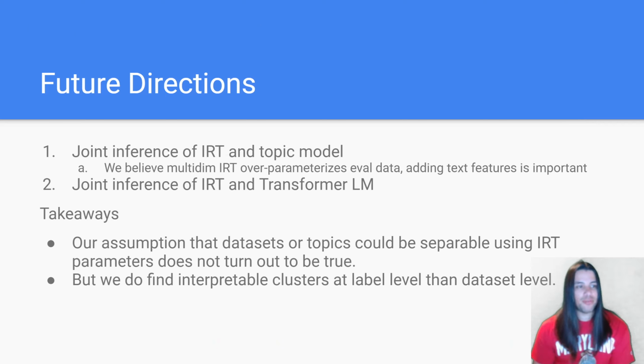And I'll wrap up with future directions. So the big one is, in all our models, we did not jointly infer IRT parameters in topic models, and I think this will be very important. And part of the reason for that is that multi-dimensional IRT parameters over-parameterize the eval data, and adding text features will make use of those parameters. And along similar lines, joint inference of the IRT model and some transformer language model.